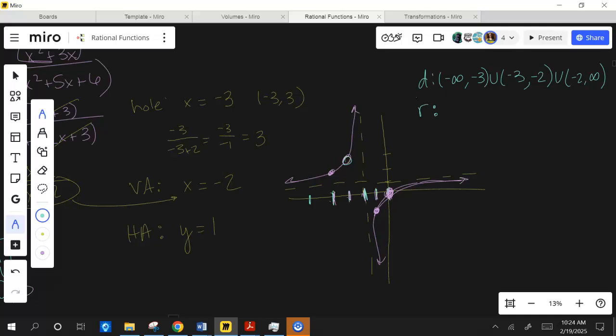All right, how about the range? Yeah. Hold on. No, okay. No, that's okay. -infinity to 1.